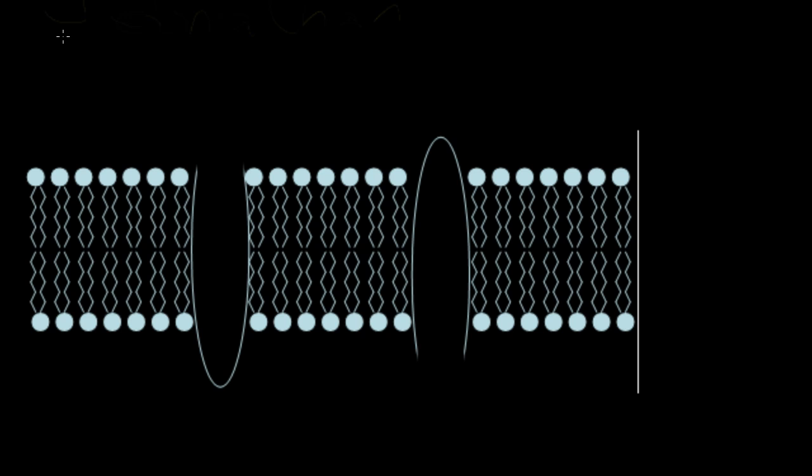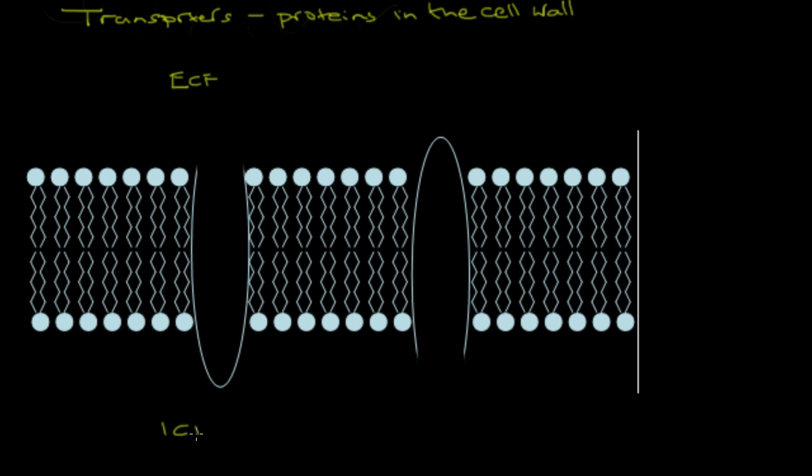So one of the ways substances are going to cross the cell membranes, if they're not lipid soluble, is through something called transporters. And transporters are proteins within the cell wall. So you can see below we've got our phospholipid bilayer, and if you can imagine once again that this is the extracellular fluid and this is the intracellular fluid, and this is our protein here.